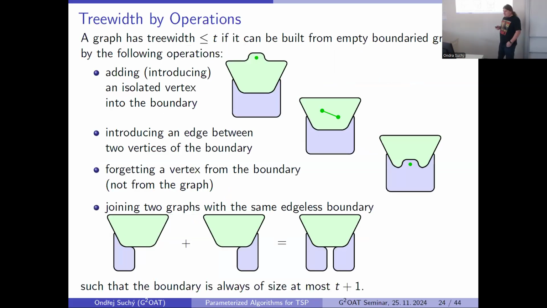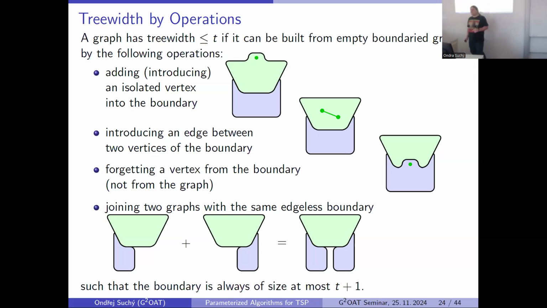So, the definition of treewidth by operations: a graph has treewidth at most t if it can be built from empty boundaried graphs by the following operations. First operation: you introduce an isolated vertex and put it into the boundary. Another operation: you introduce an edge between 2 vertices of the boundary. Third operation: you forget a vertex, meaning this vertex is no longer part of the boundary, but it will still be in the graph. And the fourth operation: you have 2 graphs which have the same boundary, the boundary doesn't contain any edges, and you stick them together over the boundary, like putting the boundaries one on top of the other. And you have to do that in such a way that the boundary always has size at most t plus 1.